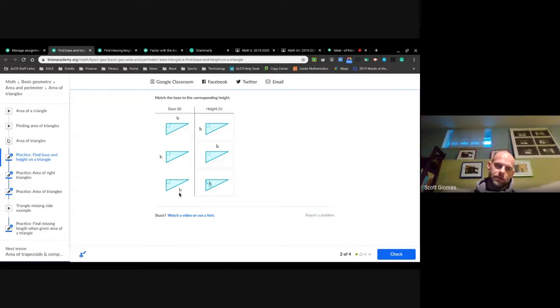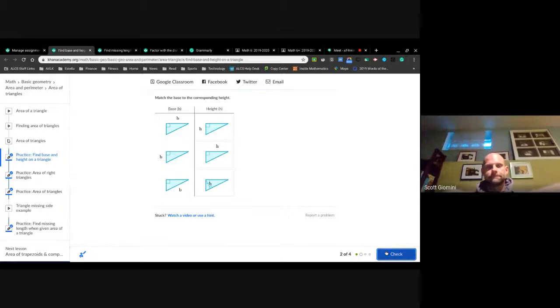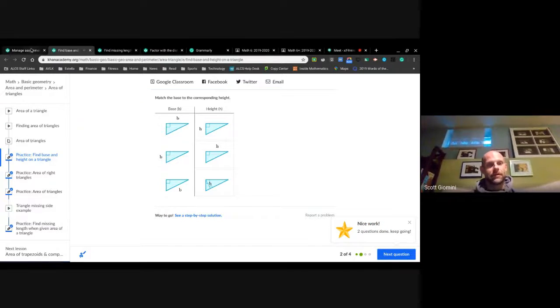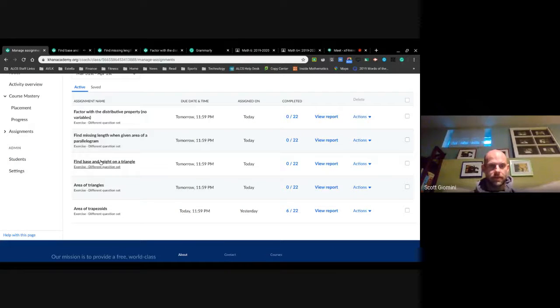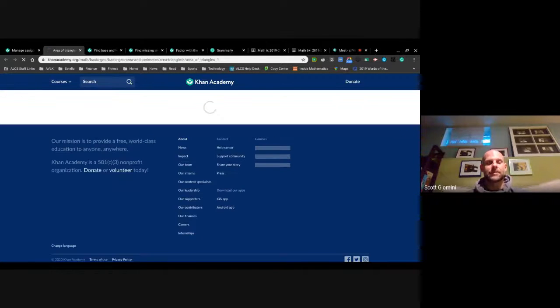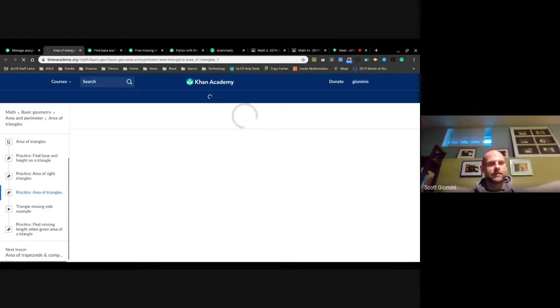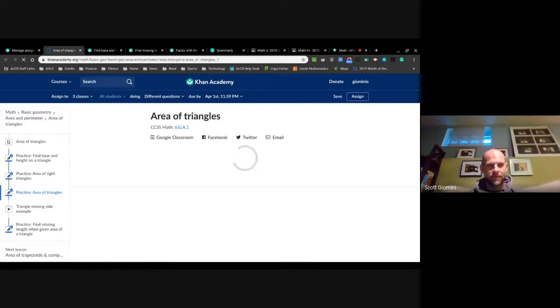Notice this one here. If the base is here, the height will run perpendicular. It'll form a right angle and come up. There is that. All right. And again, if you didn't do yesterday's area of triangles, remember, area of triangle is 1/2 base times height. The reason we have that 1/2 in when we find area of parallelograms is just base times height, but a triangle is half of a parallelogram.